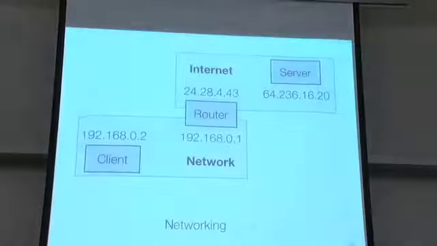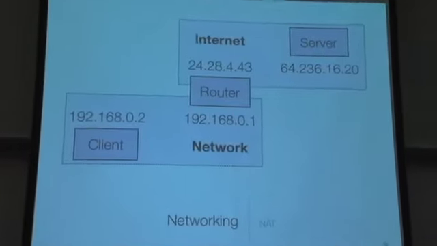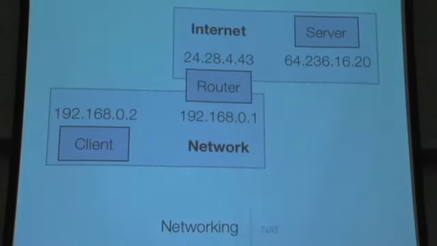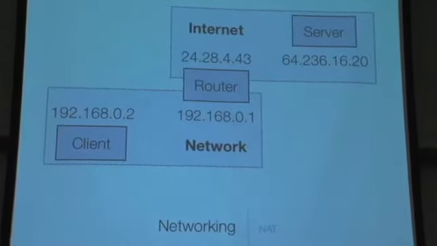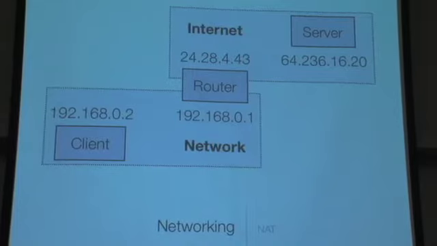At the bottom is our sort of private network that we have. We have a couple of machines. We have one client that has an IP address of 192.168.0.2, for example. Then you'll notice that there is actually an internal IP address for the router, 192.168.0.1. So all requests that my computer sends as the client out to the internet over to the server at 64.236.16.20 has to go through my router first.